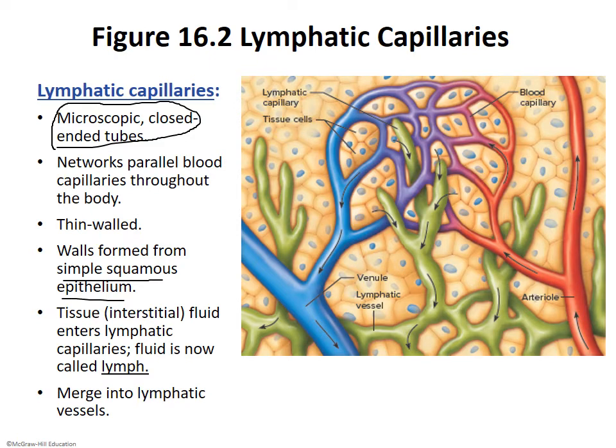The interstitial tissue fluid, which is the fluid in between the cells, enters the lymphatic capillary, and once it does, it's no longer called interstitial fluid. It is now called lymph. All right, lymph is the name of the fluid that's in the lymphatic system. And as these small capillaries move back towards the heart, they're going to merge into other lymphatic vessels.